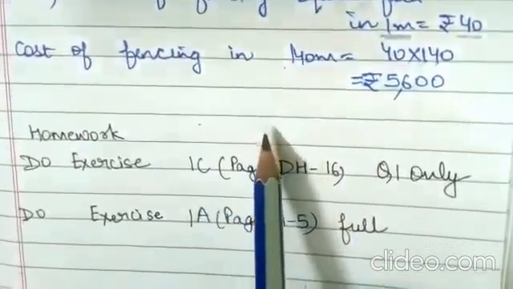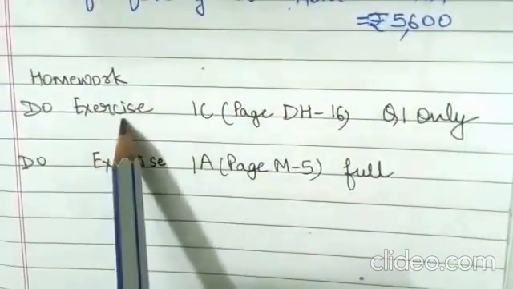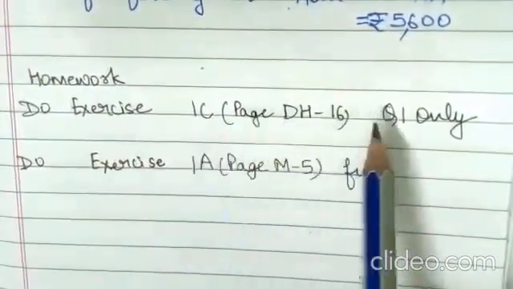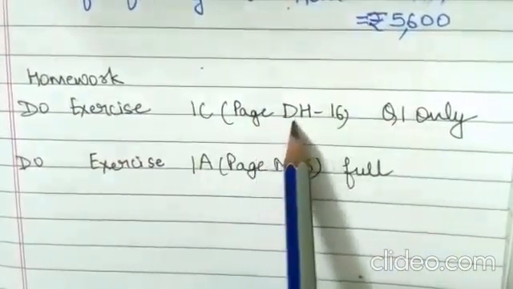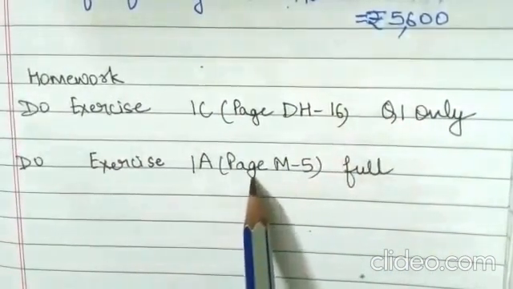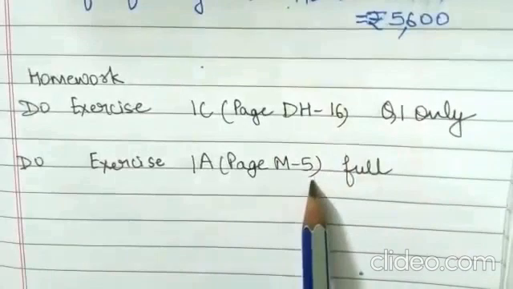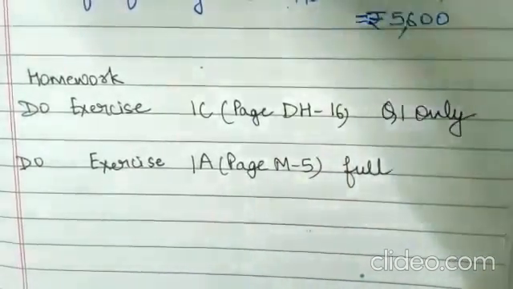Now children, this is the homework for you. You have to do exercise 1C only question number 1, page DH 16. And then on page number M5, you have to do exercise 1A full.